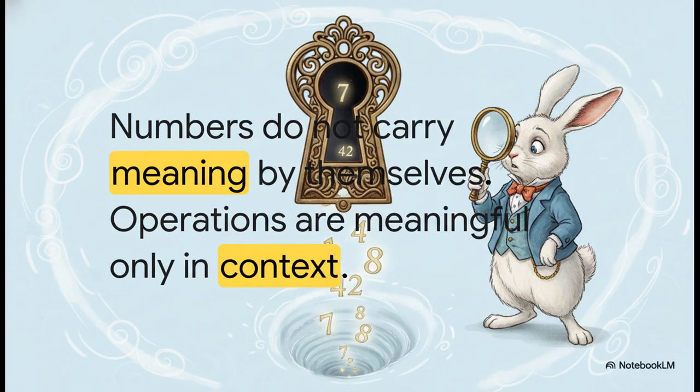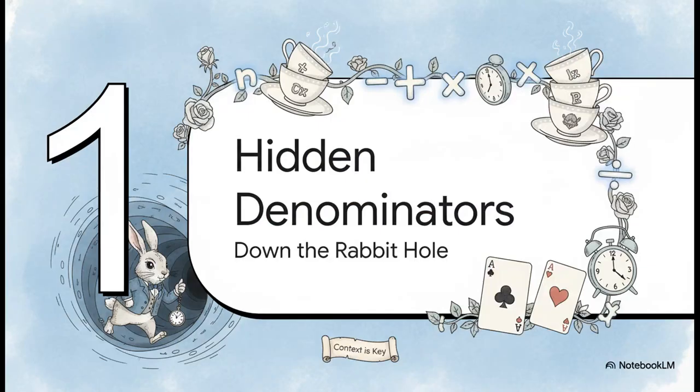Your gut instinct might say yes, but it can be completely wrong. And here's the absolute core of why. Numbers do not just carry meaning all by themselves. They get their true meaning from their specific definitions and the real-world context they exist in. You can't just run an operation like averaging unless it actually fits the context of what you're looking at. Which brings us to Section 1, down the rabbit hole into hidden denominators.